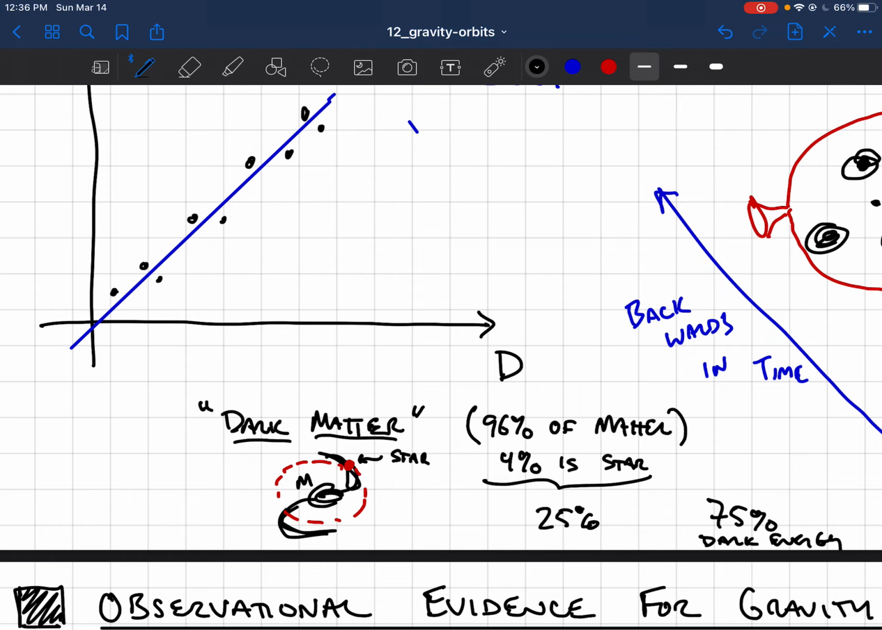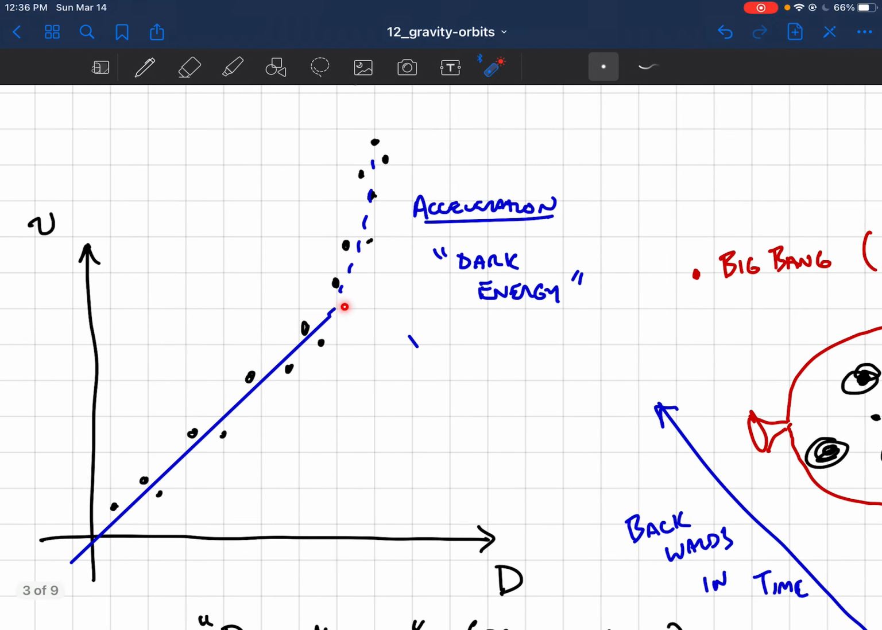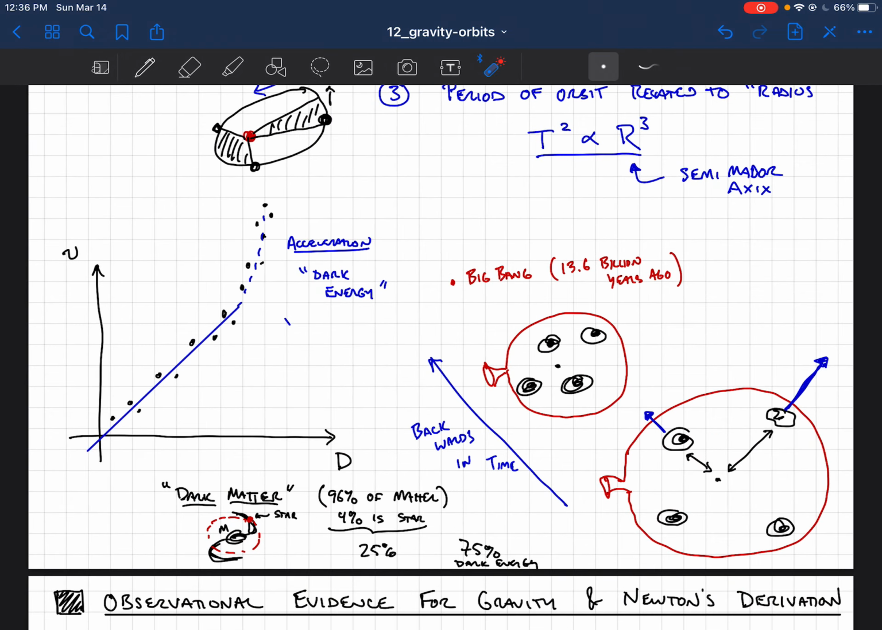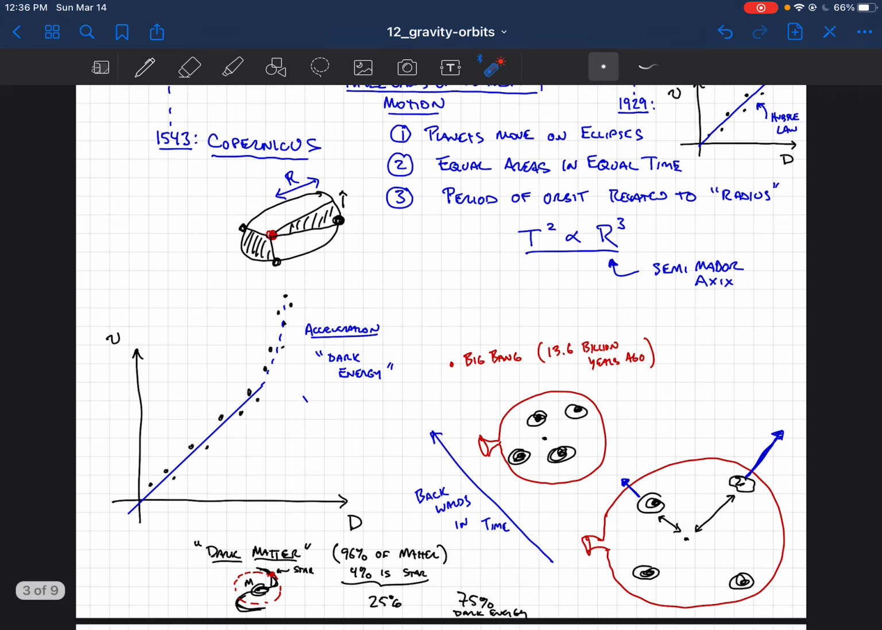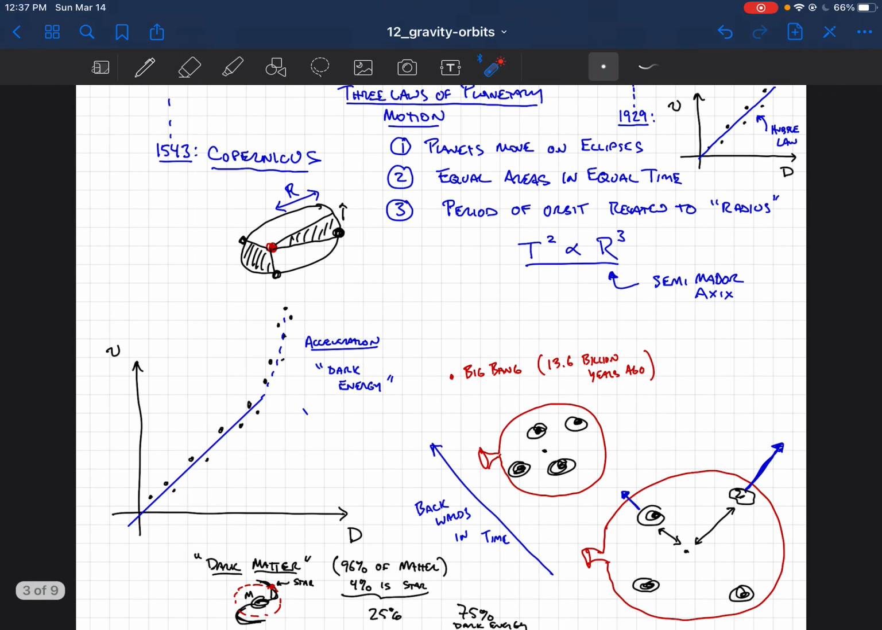So 4% of everything in the universe is understood. It's the stuff that makes up matter. The rest of it, almost all of it, is not understood. Part of it is dark matter. Part of it is this dark energy, which causes the acceleration of the universe. So that's sort of where cosmology is, where our understanding of the universe is today.